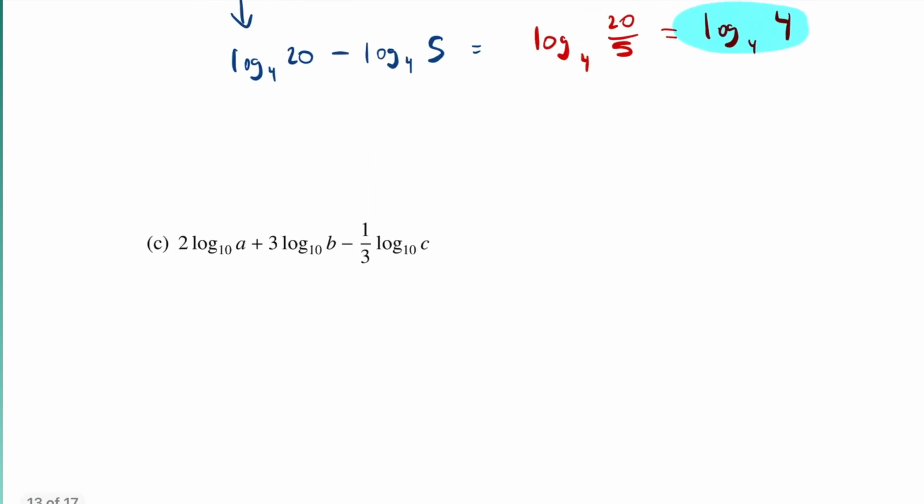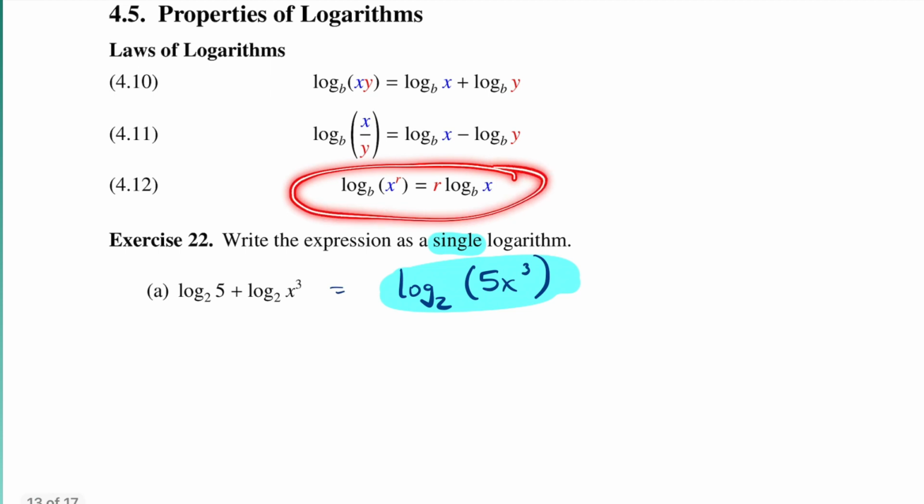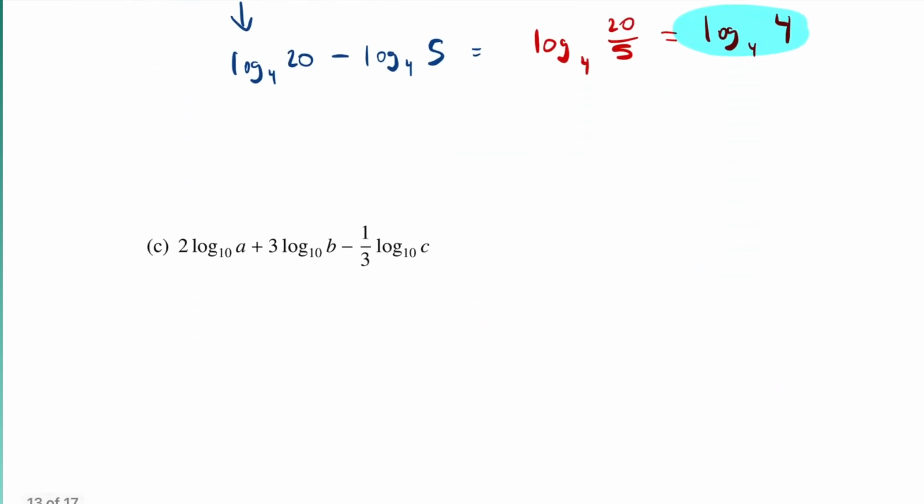For the next one, same thing, but notice that we have coefficients. Whenever you have coefficients, you want to apply rule 3 or law 3, and you want to move the coefficient to be in the exponent. So we're going to do that first. The 2 goes as an exponent, so does the 3 and the 1/3, so we have log base 10 of a squared plus log base 10 of b cubed minus log base 10 of c to the 1/3.